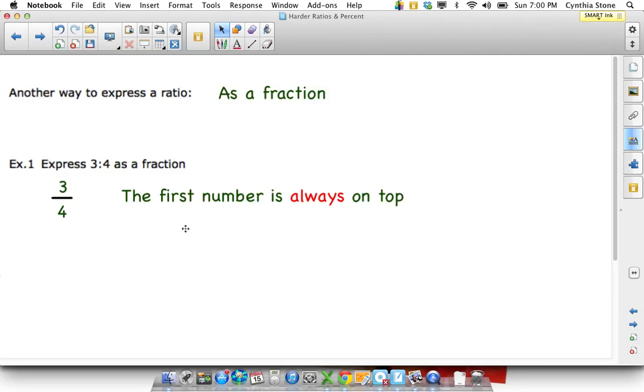So first of all, you need to know that you can express a ratio as a fraction. That's the most important thing. And when you express it as a fraction, the number you see first is the top number in the fraction. So the first number is always on top. Okay, so 3 to 4 as a fraction is 3 over 4, right? And remember, a fraction is really just a divide. But we're not doing a divide in this, but remember, those things are all the same. A fraction, a divide, and a ratio, really, 3 over 4.